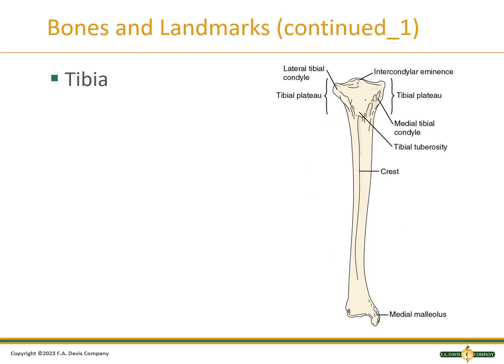For the tibia, we have our medial and lateral condyles that we can palpate. We have our tibial plateau, which articulates with our femoral condyles, our tibial tuberosity, which is our insertion point for our quadriceps tendon, and the crest of the tibia, which is that bony prominence all the way down the front of your shin.